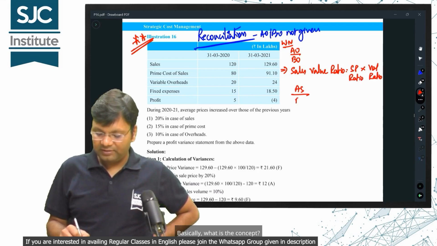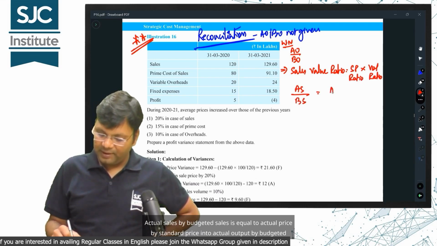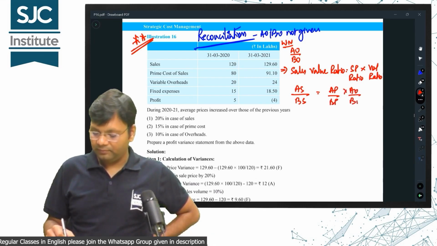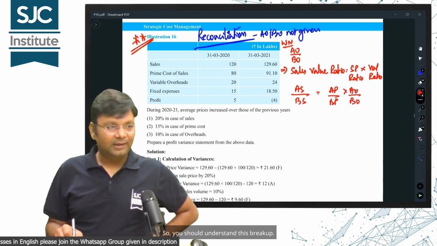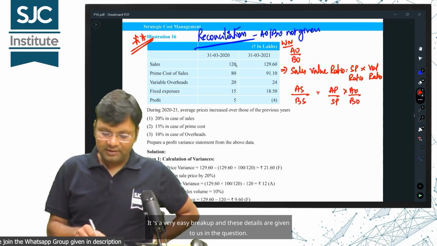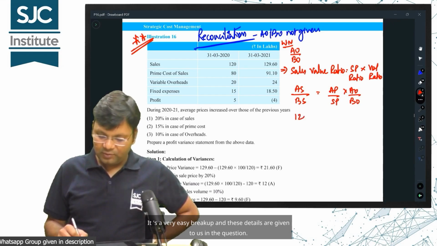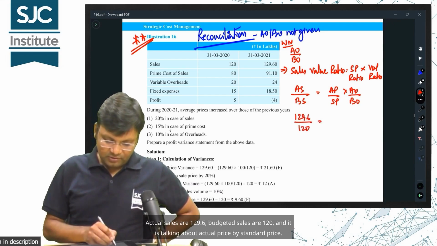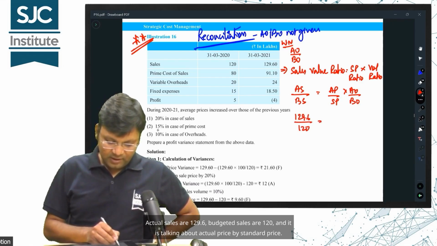Basically, what is the concept? Actual sales by budgeted sales is equal to actual price by standard price into actual output by budgeted output. So, you should understand this breakup. It's a very easy breakup and these details are given to us in the question. Actual sales are 129.6, budgeted sales are 120, and it is talking about actual price by standard price.